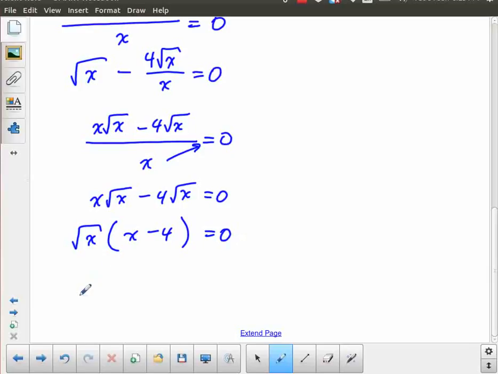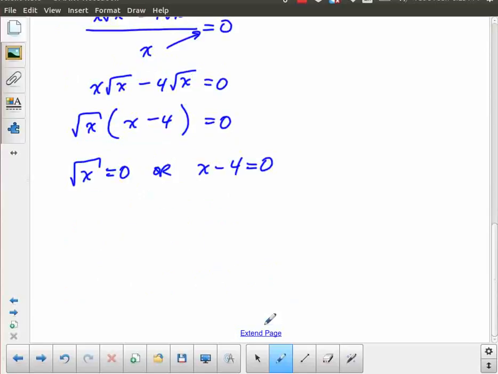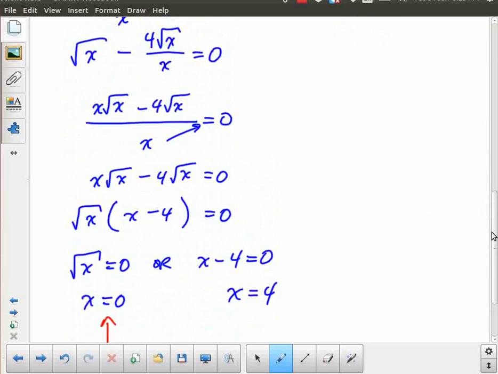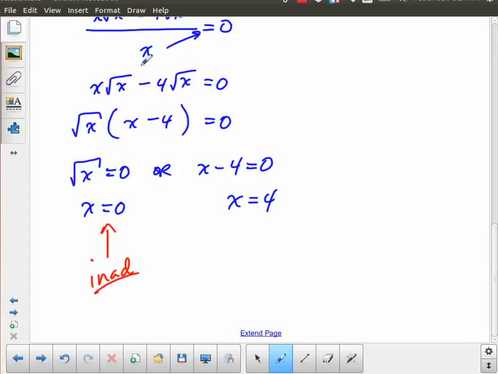And so this gives me two equations. One of them is square root of x is equal to 0, or I end up with x minus 4 equal to 0. And this one resolves to x equals 0, and this one resolves to x equals 4. But x equals 0 is inadmissible, because, going all the way back, at a number of stages we've had x in the denominator, as recently as here. So x is not allowed to be 0. We have that restriction, so we can't do anything with that. And so we end up with x equal 4.